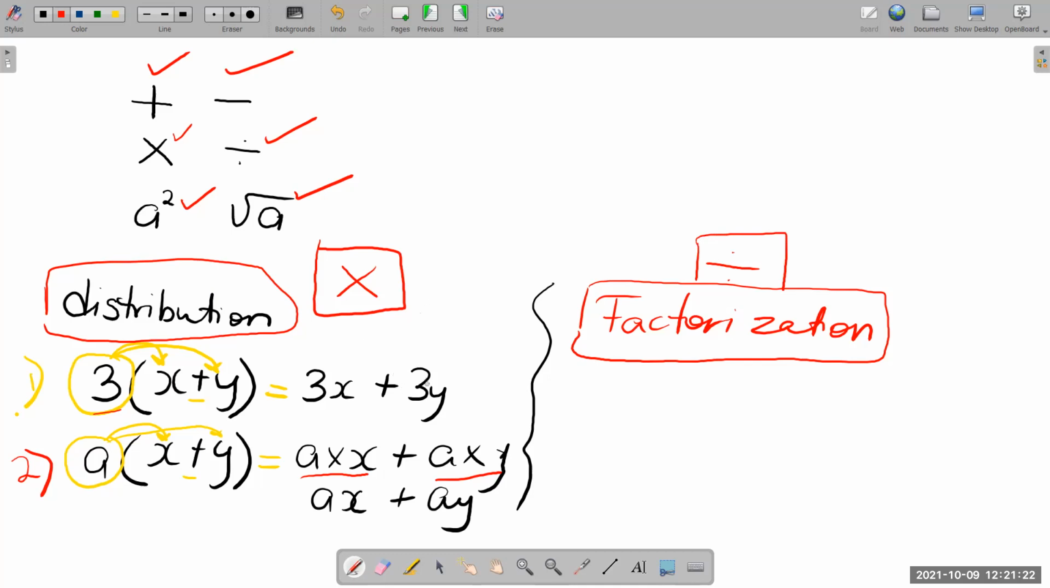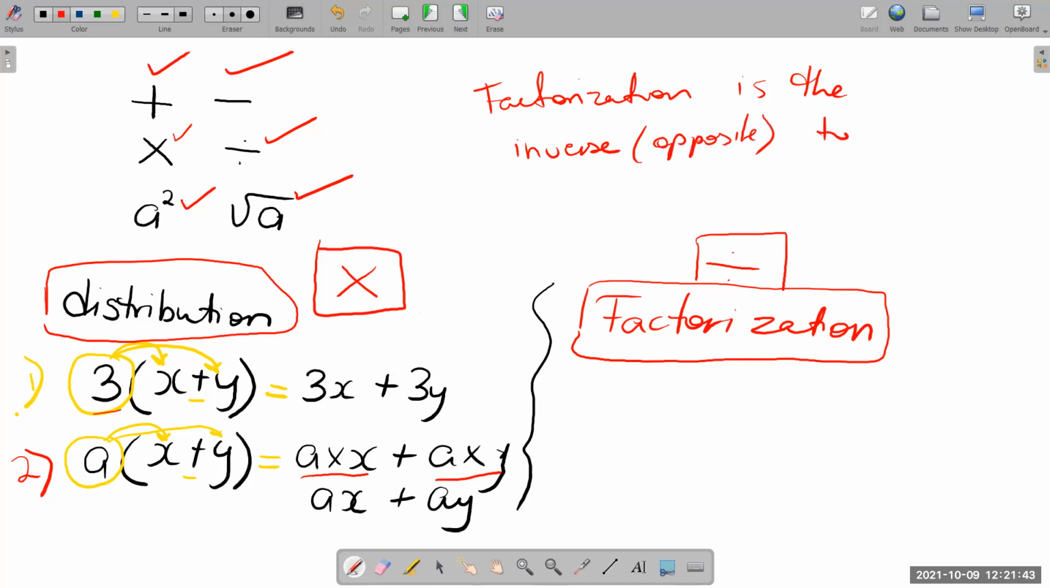I recommend that you have this in your book so that you know that factorization, I'm just going to write it here quickly. Factorization is the inverse, and we know inverse means what? The opposite. The inverse, and I'm just going to put opposite in brackets, to distribution. This is very important to remember because this concept is tested heavily in the exam in different versions.